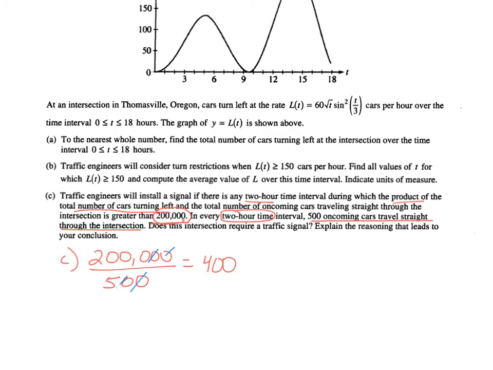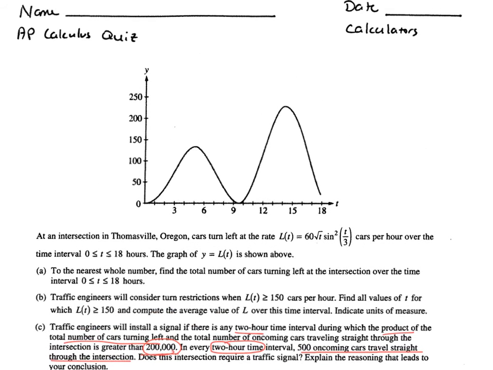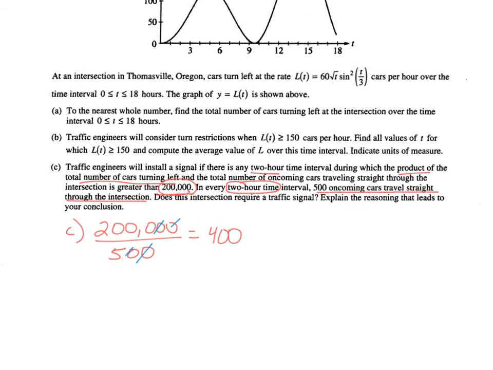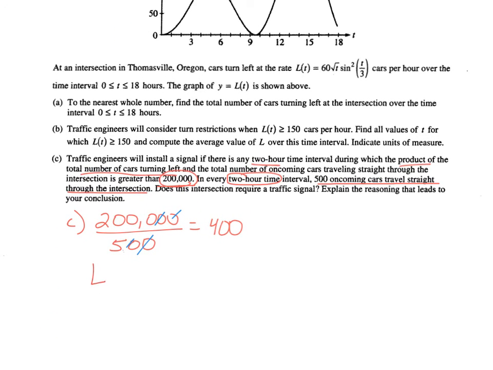So that means that the number of cars turning left in a 2-hour period has to be greater than or equal to 400, which means that in a 1-hour interval, the number of cars should be greater than or equal to 200. So I'm going to go up to my graph. Here's 200. And we want to find out what those values are there. So we're going to solve another equation using our calculator. We're going to find out when L of t is equal to 200, and that's going to happen in these two places.